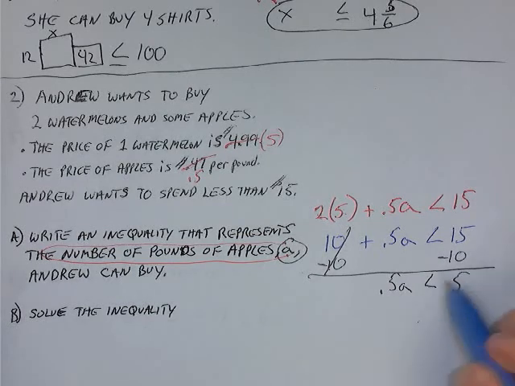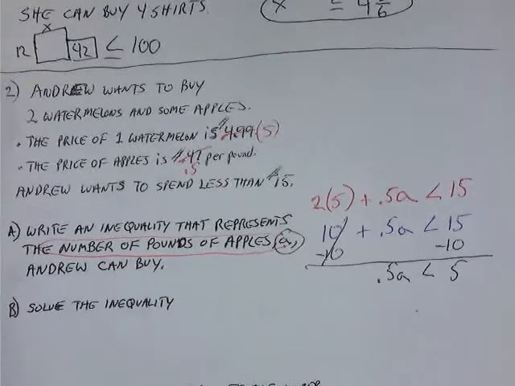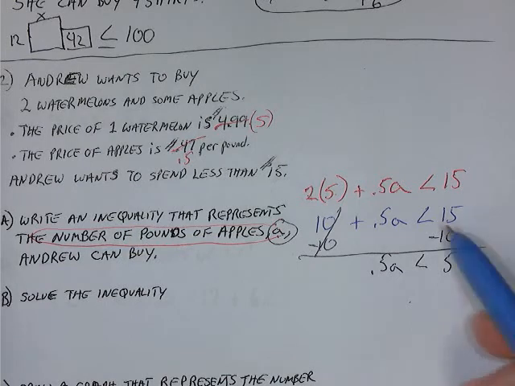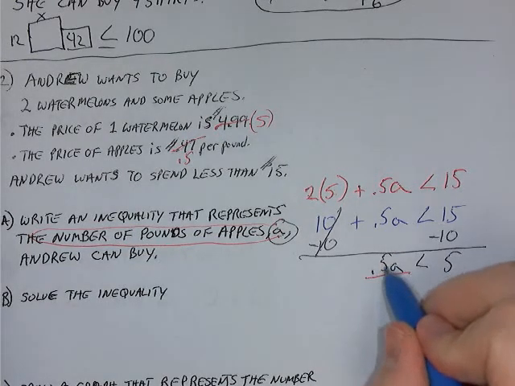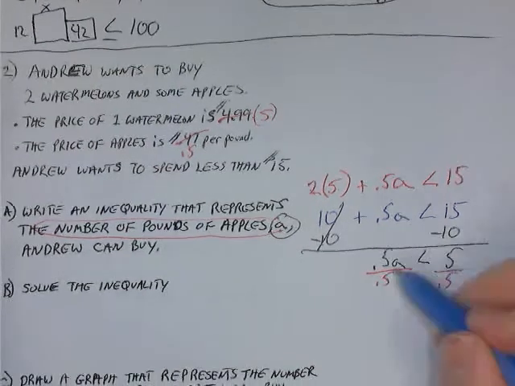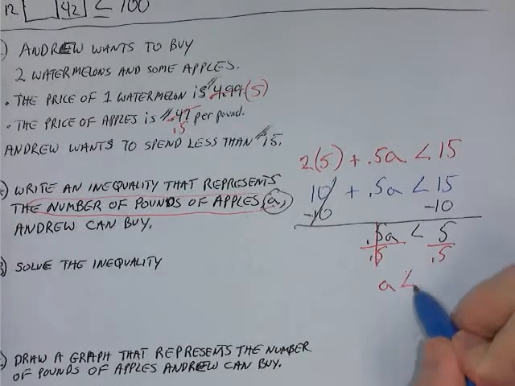So 0.5a is less than 5. You can do this many ways. I'll just do it the way that we're used to doing it, and that is I would simply divide this coefficient by 0.5. Okay, so that's gone. And now you have a is less than whatever this is.